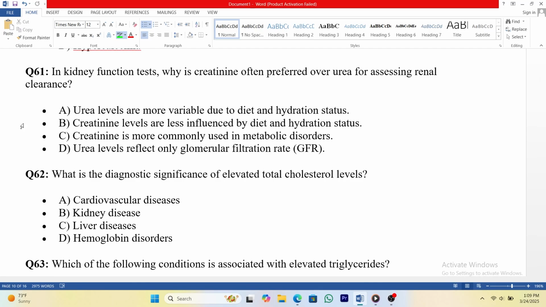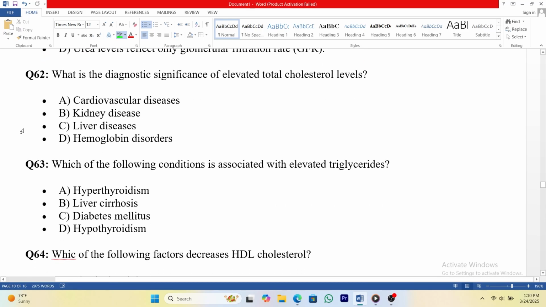A. Urea levels are more variable due to diet and hydration status. B. Creatinine levels are less influenced by diet and hydration status. C. Creatinine is more commonly used in metabolic disorders. D. Urea levels reflect only glomerular filtration rate, GFR. Answer: B. 62. What is the diagnostic significance of elevated total cholesterol levels?